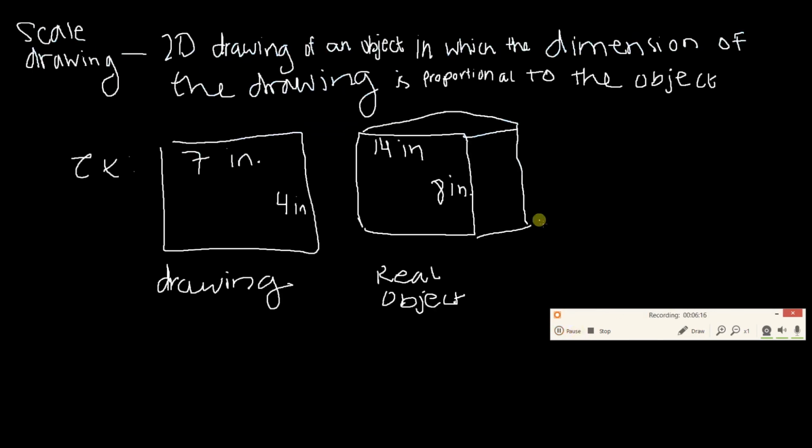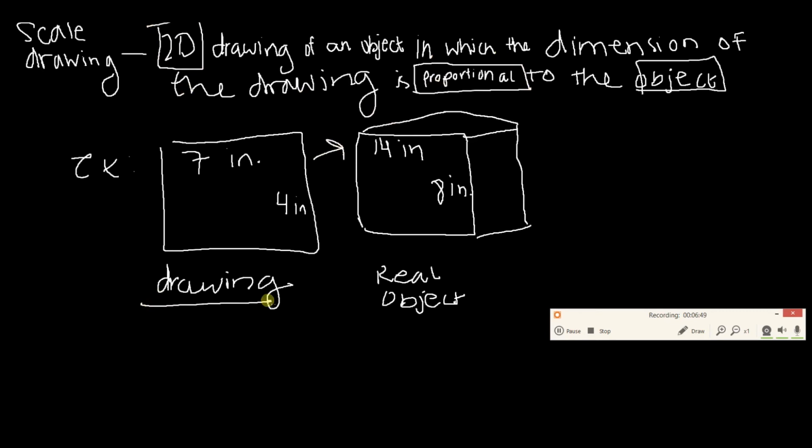Alright, so a scale drawing is a 2D drawing of an object in which the dimensions of the drawing are proportional to the object. So, if we're just looking at the area of one side, in a scale drawing it would be 7 by 4 inches, right? And then, in the real object, it would be 14 by 8 inches, because it's proportional to the object. This is a key term, and it's 2D. It's a drawing of the real object. This is a drawing, and that's the real object right there.